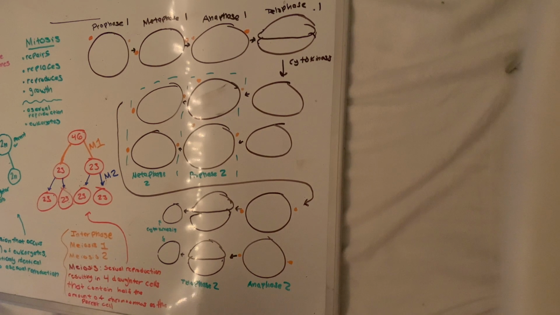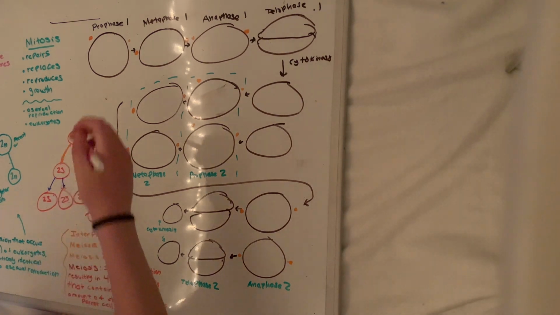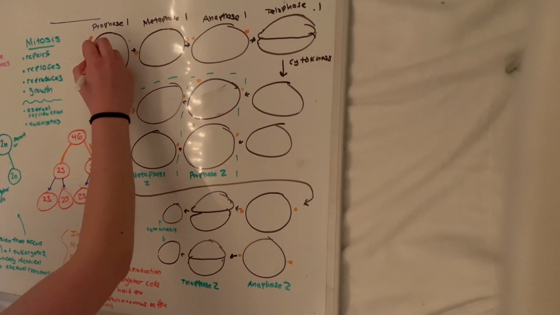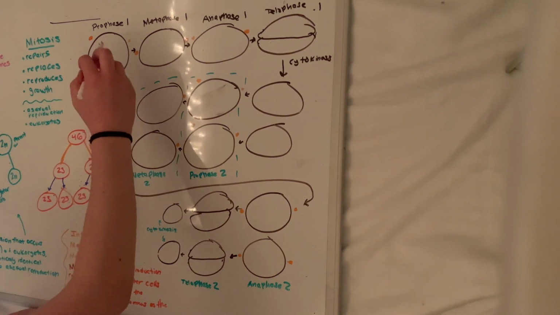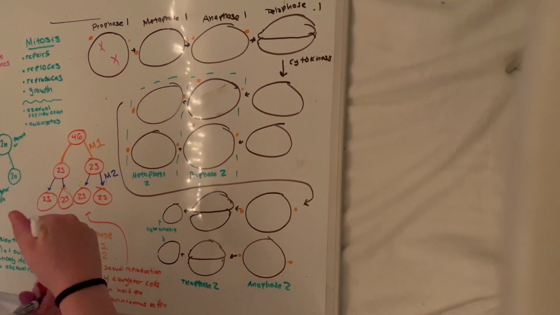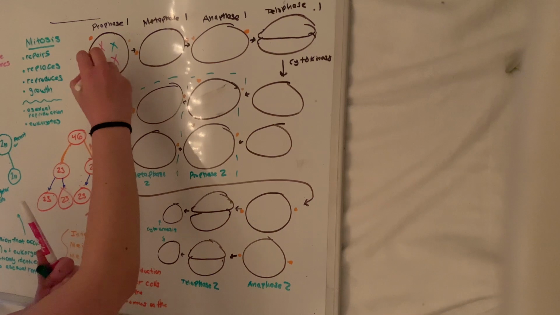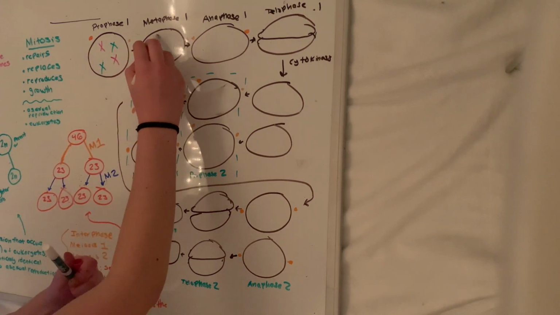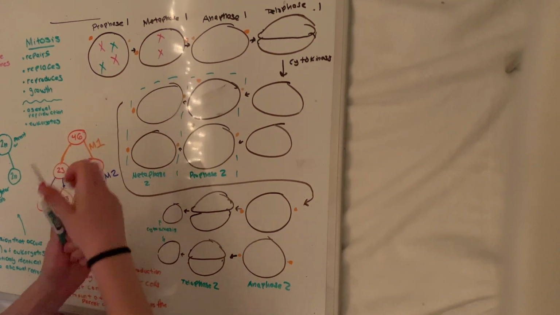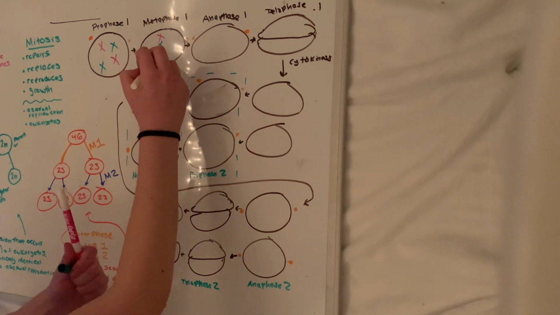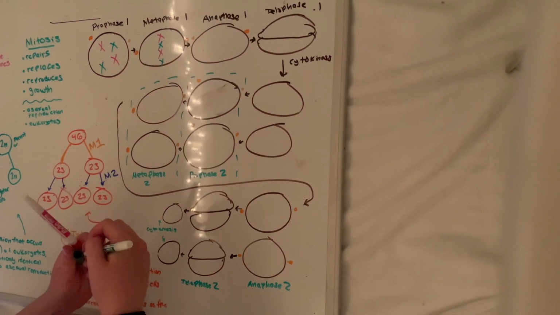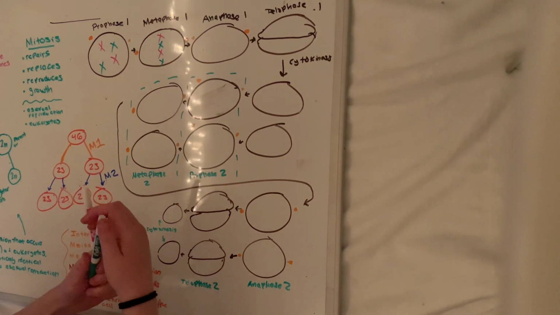So in our diagram above that, we have the parent cells with 46 chromosomes. So it goes through meiosis 1, which creates 2 cells with 23 chromosomes. Then meiosis 2, which are those blue arrows, leaves us with 4 cells, each having 23 chromosomes as well. So the first part of meiosis 1 looks pretty similar to what it was in mitosis.